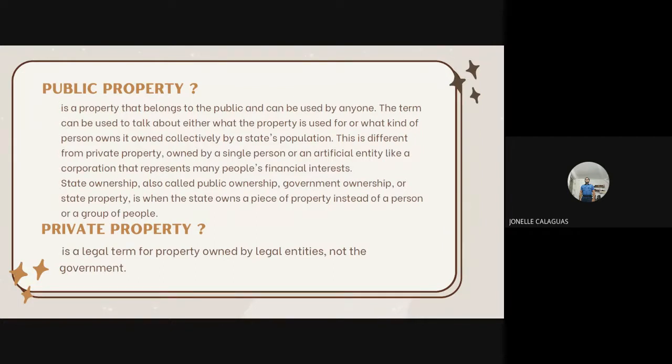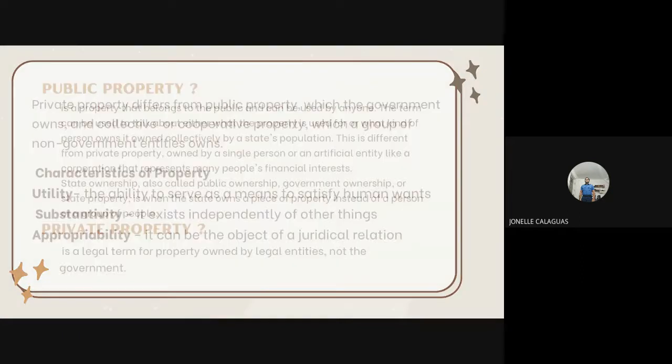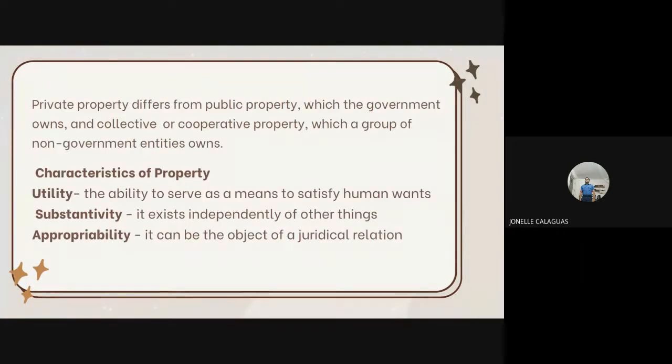Private property is legal property owned by legal entities, not the government. Private property differs from public property, which the government owns, and collective or cooperative property, which a group of non-government entities own. Characteristics of property.